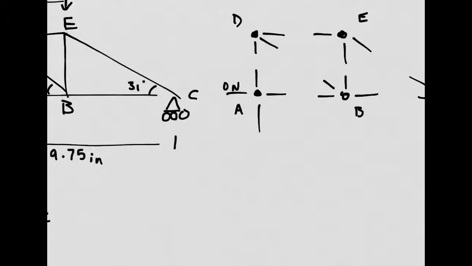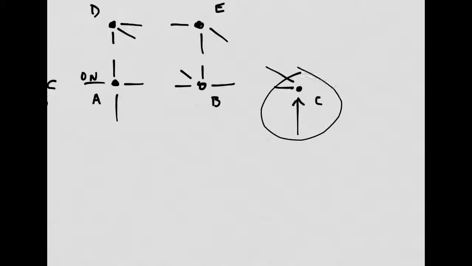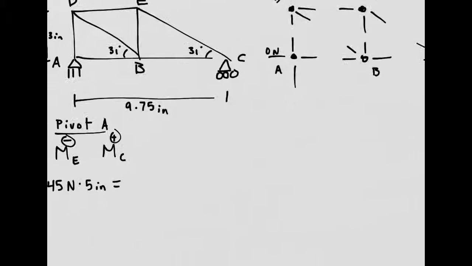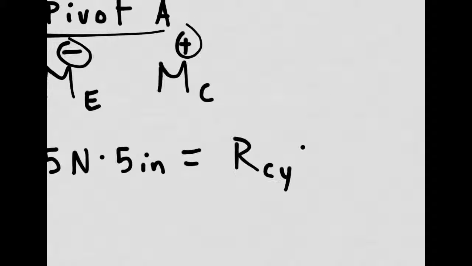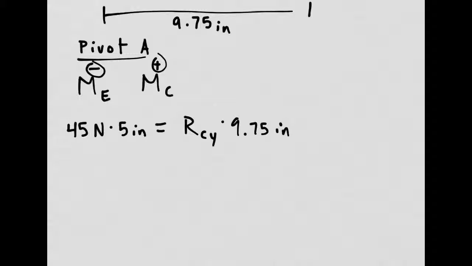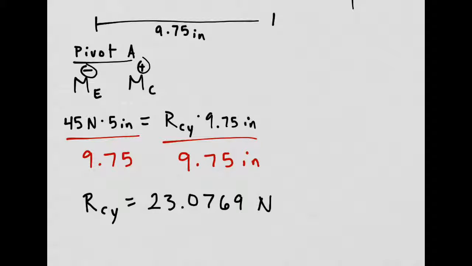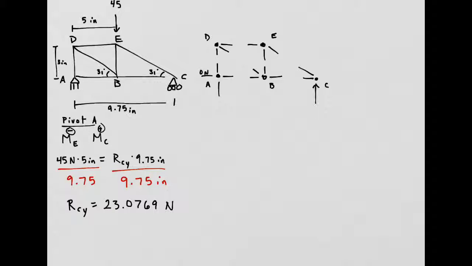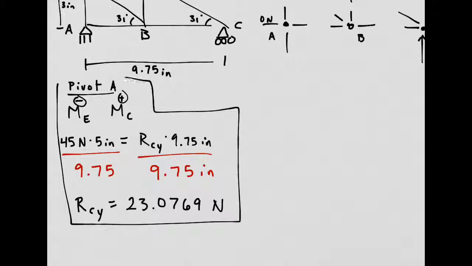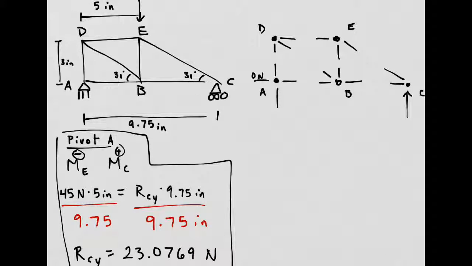This has to be pointing upwards. We're good. And that would be a force, RCY, times the distance of 9.75 newton inches. That's not a standard unit, but I'm just going to leave it. And then I divide both sides. So there's our CY. Maybe I'll box this off so it's a little bit more organized. And now I'll pivot about C.